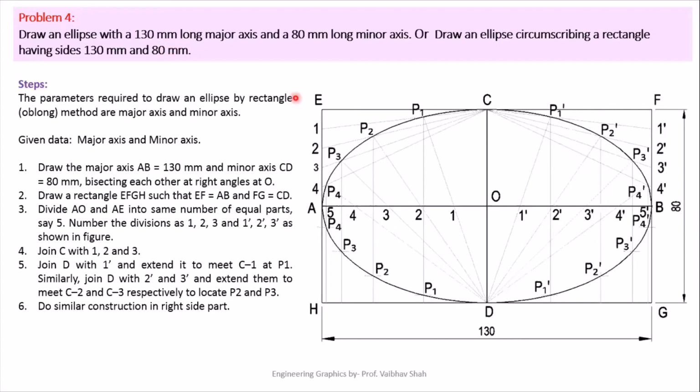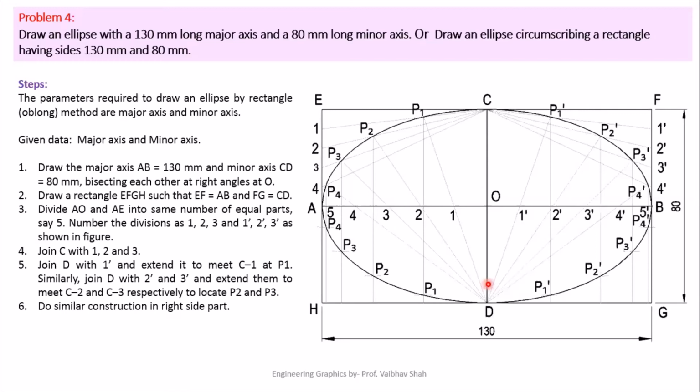So let us start. First we'll be drawing a major axis of 130 mm. So let us draw a horizontal line of major axis of 130 mm. After that, you will find the midpoint as point O or point 0. And from that midpoint, let us draw one minor axis of 80 mm, in which 40 mm is above this line and 40 mm below this line. So your complete dimension of CD would be 80 mm.